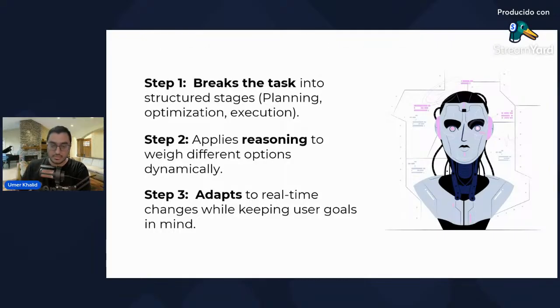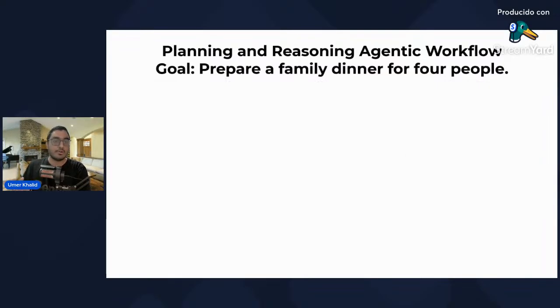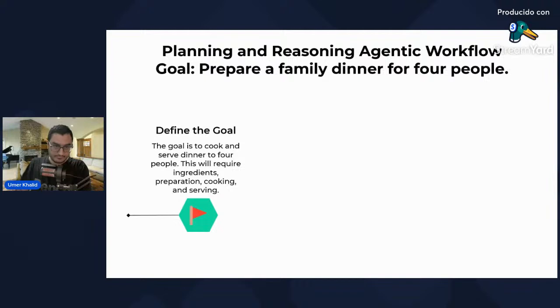And I think this AI pattern is really well understood if I give you an example of how this model is run. So I'll give you a simple real world example: if you want to prepare a family dinner for 4 people. So we are going to use the planning and reasoning agentic workflow model to prepare a family dinner for 4 people.